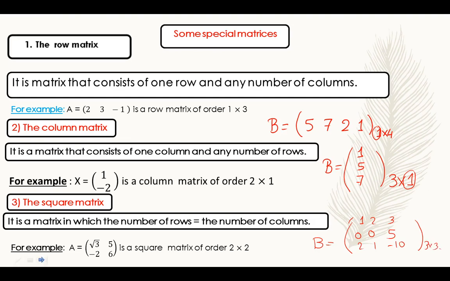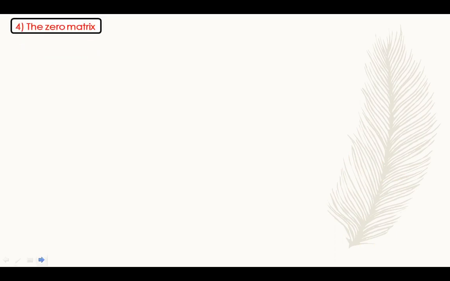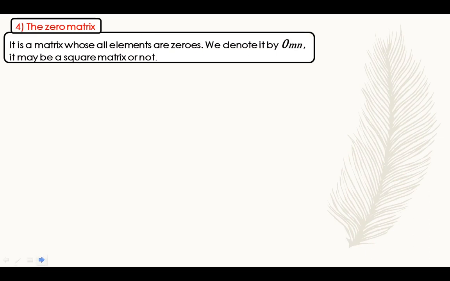Let's go to another type. The zero matrix. The zero matrix is a matrix whose elements are all zeros. We denote it by 0 or O_mn, the zero matrix of order m times n, where m is the number of rows and n is the number of columns. The zero matrix may be a square matrix or not.